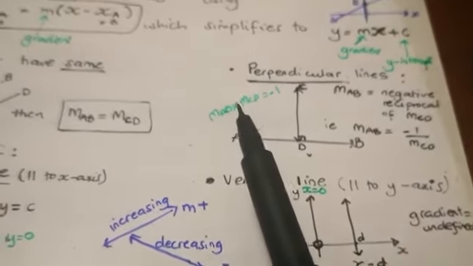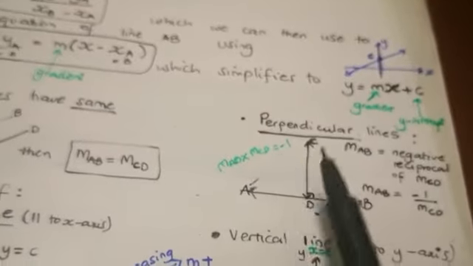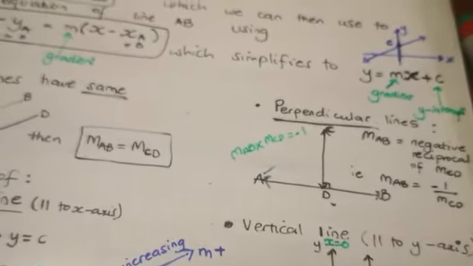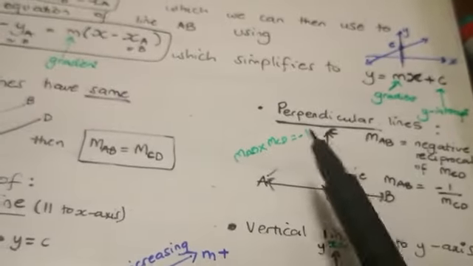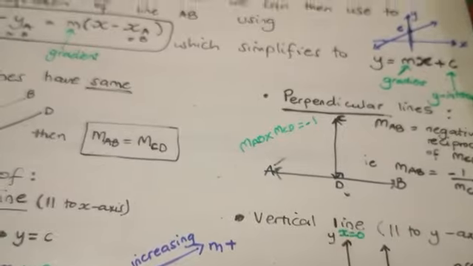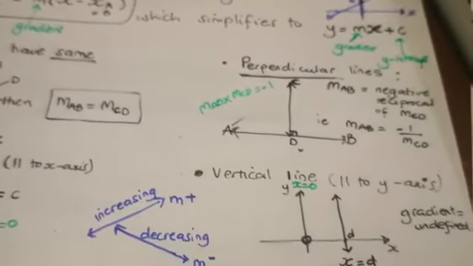If you multiply the gradient of AB and the gradient of CD and you get -1, then it means the two lines are perpendicular to each other. We use this most of the time when we want to show that the angle at the point of intersection is 90 degrees. Please don't forget that.